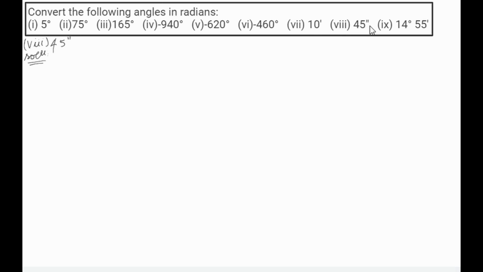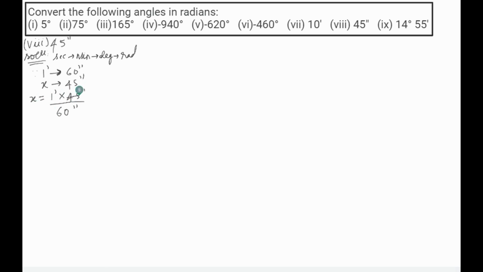So the next angle given here is 45 seconds. So in order to convert seconds to radians, first we have to convert seconds to minutes, and then we have to convert minutes to degrees, and then we have to convert degrees to radians. So first we know that 1 minute is equal to 60 seconds. So therefore how much is 45 seconds in minutes?